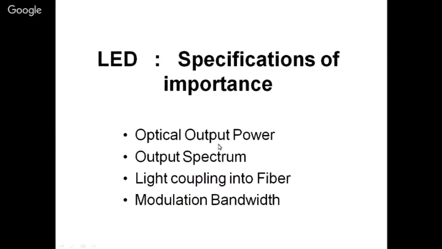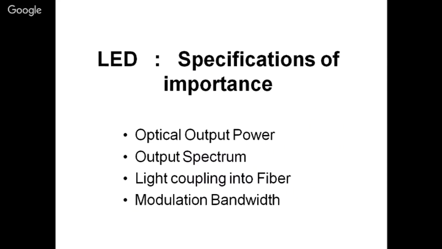Then what is the output spectrum? In which bandwidth or in which particular wavelengths is light being emitted? An LED has a spectral width of about 50 nanometers, whereas a laser may have a spectral width of 1 nanometer. We'll see tomorrow, even less than 1 nanometer spectral width. That's the pure light you can get from a laser.